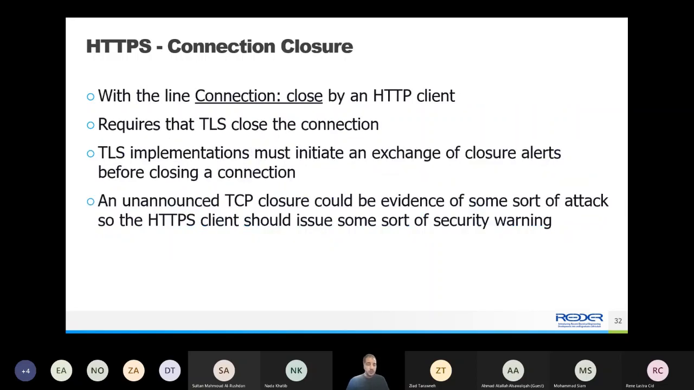And in order to close the connection, the HTTP client sends the message Connection: close, and it requires that the TLS close the connection. The transport layer security implementation must initiate an exchange of closure alerts before closing a connection. An unannounced closure could be evidence of some sort of attack, so the HTTPS client should issue some sort of security warning. So the process functions as an extra security indicator.